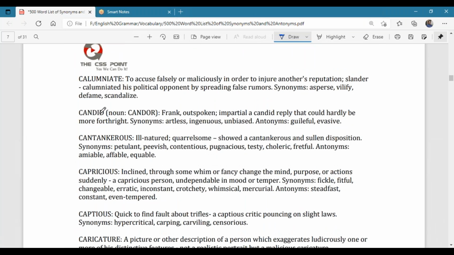Other words are nothing much interesting, but this one, candid, is something useful for you. Candid in the sense outspoken. I'll just try to help you with an easy word: frank, unposed, without any preparation. Okay, open, straightforward, unreserved. Candid is very truthful and frank, straightforward. Something which is not artless, ingenuous or unbiased. You cannot find exact antonyms for this, but guarded, insincere, secretive, all these can be considered as antonyms for this one.